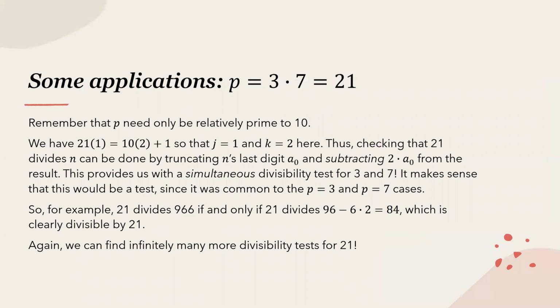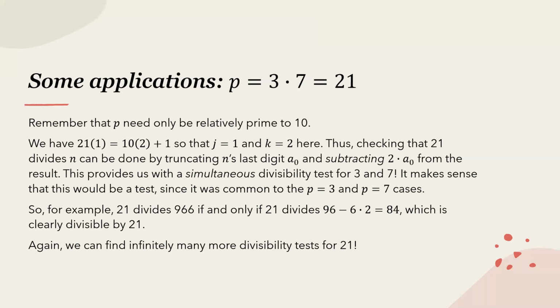Here's the thing. The only thing the proof relied upon was that J and K satisfy Pj equals 10K plus or minus 1, and P had to be relatively prime to 10. Does it have to be prime? No. It just has to have nothing in common with 10. That means we can apply the same thing to even P that are not prime, so long as they are relatively prime.